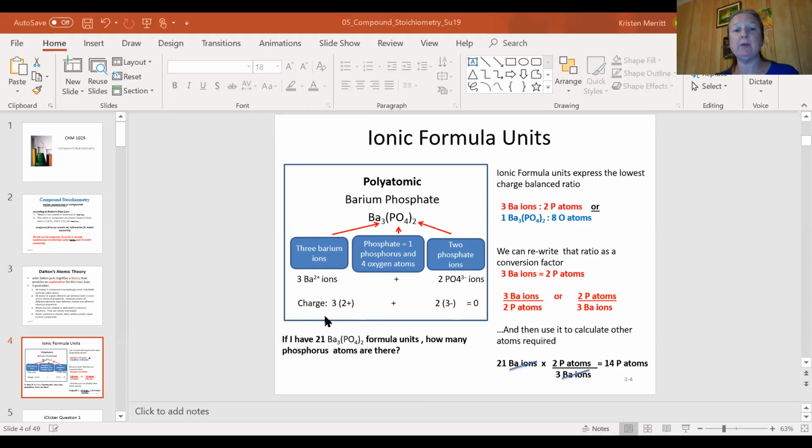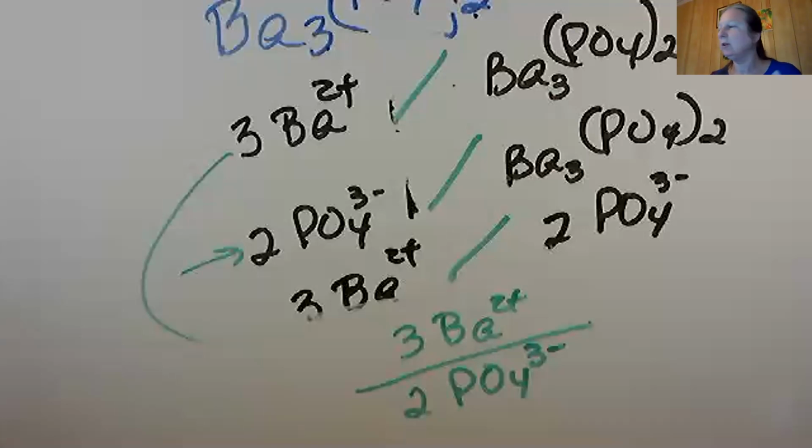So the question we have here says, if I have 21 barium phosphate, say that enough times it sounds funny, formula units, how many phosphorus atoms are there? Well, you start with what you have, 21. Okay, that's an error. It's supposed to say barium phosphate. You can see it was changed here and it wasn't changed here. Pretend this is barium. All right, I'll go to white screen. That's going to confuse you. Sorry. And as many times as I go through these, I don't always catch the errors.